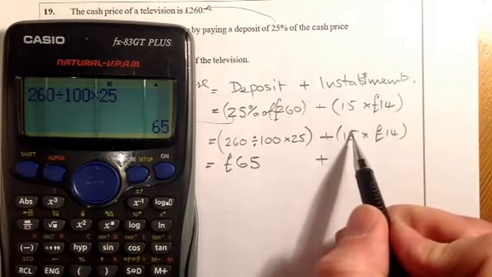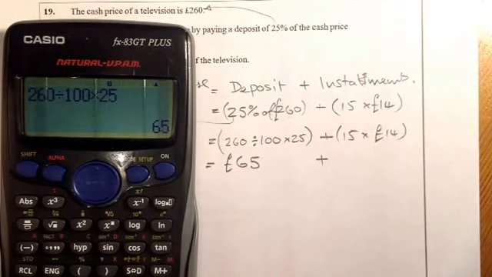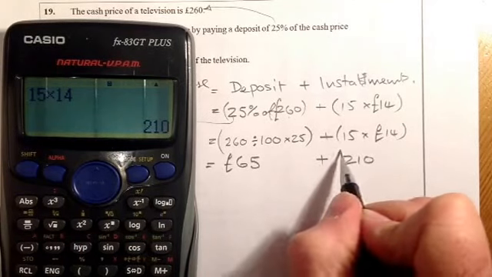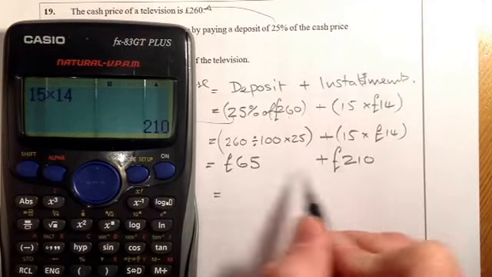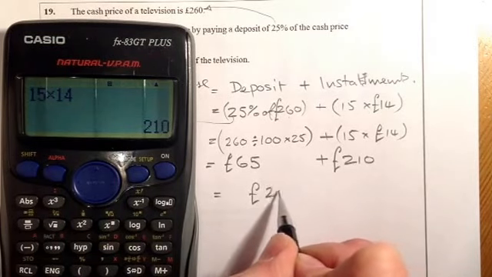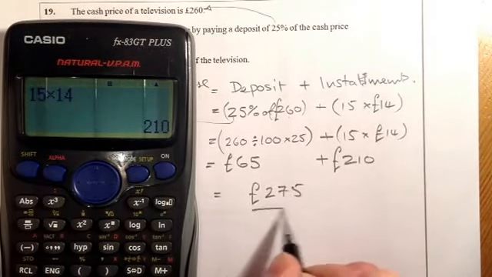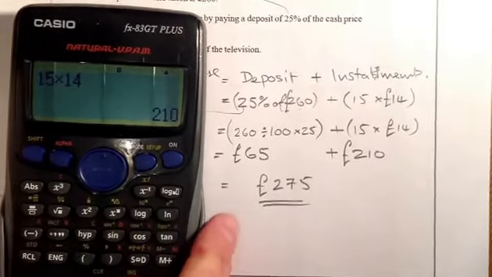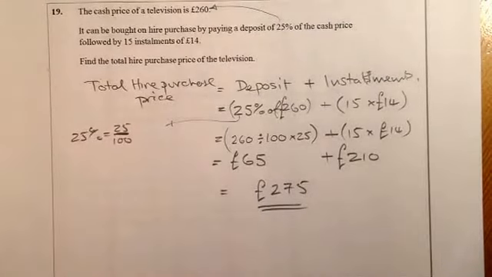I'm going to add on to that 15 times 14. So 15 times 14, so that's £210. When I gather that together, if I add that together, I'll just use the calculator again, that'll give me £275. And that'll be my final answer for that one there. So that will be the total hire purchase price.